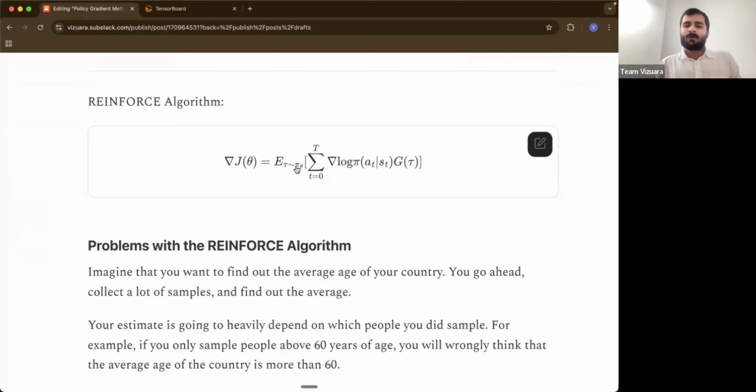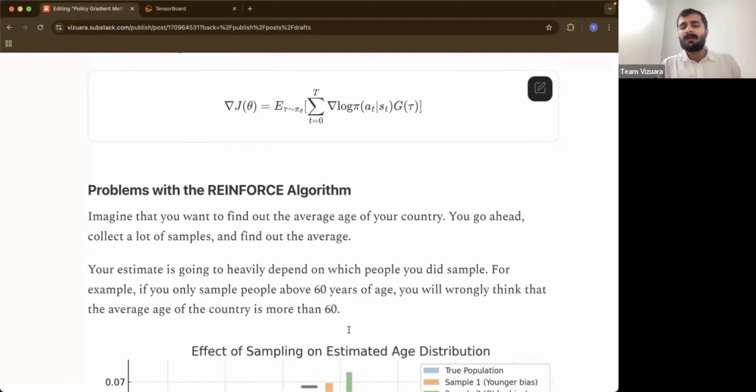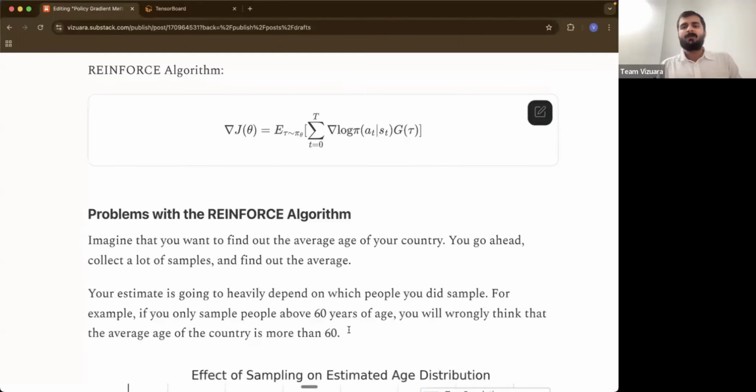So imagine that you want to find out the average age of your country, and you go ahead and collect a lot of samples and find out the average. Your estimate is going to heavily depend on the people you collected the samples from. For example, if you only sample people above 60 years of age, you will wrongly think that the average age of the country is more than 60. If you sample people who are only less than 20 years of age, then again you will have a wrong estimate.